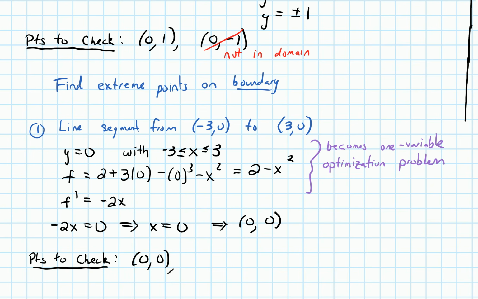But if we think back to how we did max-min problems in calculus, finding absolute maxes and absolute mins, not only did we have to look at these critical points, we also had to look at endpoints. So what are the endpoints of this line segment? Well, one endpoint was negative 3, 0, and the other endpoint is 3, 0. So we need to consider those as well. These are the endpoints of the segment.